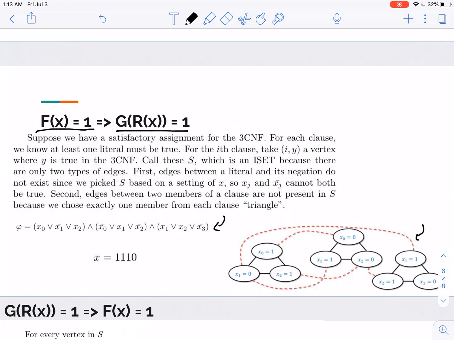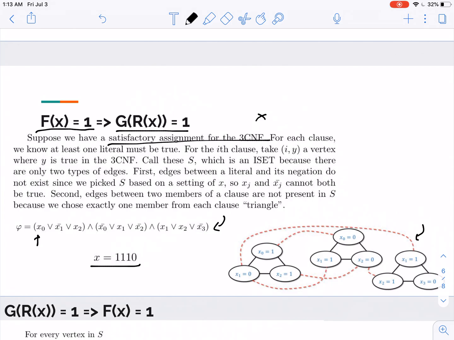So suppose we have some satisfying assignment for the 3CNF formula F. So we have some x. While I walk through this, I'm going to give a concrete example, because I think it will help understand what exactly we are doing here. Here's a concrete x that satisfies this. The first clause is satisfied because x0 is satisfied. The second one is satisfied because x1 is satisfied. The third one is satisfied because x2 is satisfied. Great. So for each clause, we know that at least one literal must be true. Again, that would be x0 here.